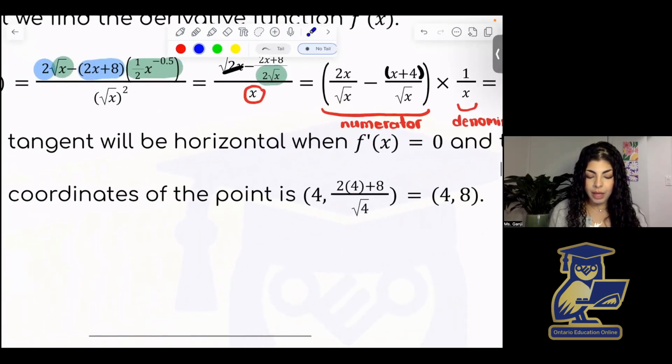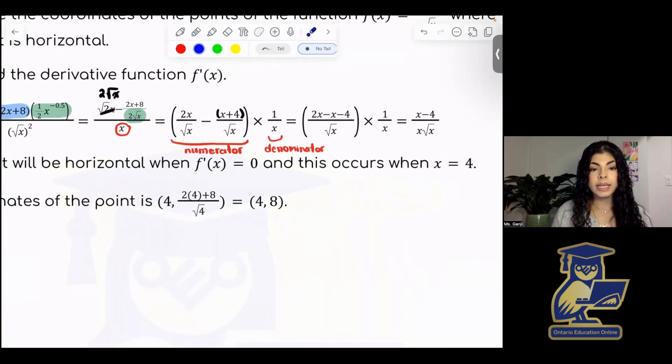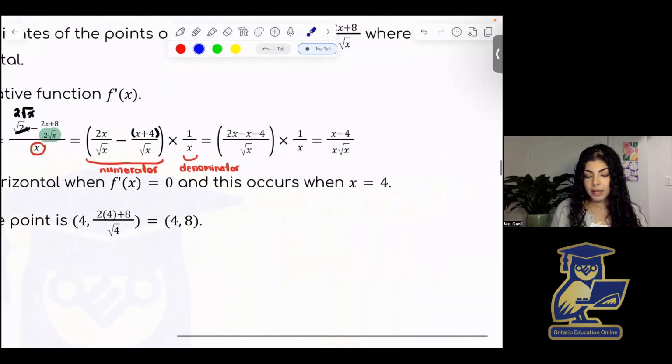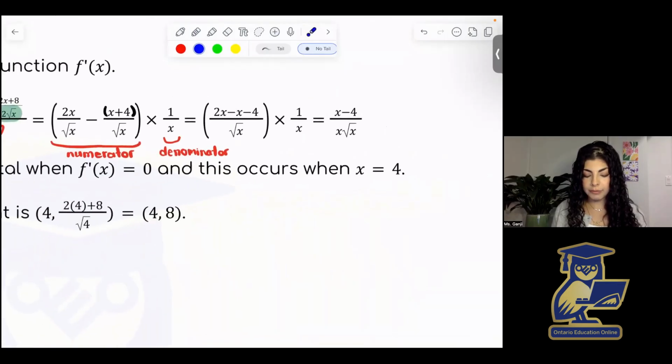And now, the tangent is horizontal when this derivative is equal to 0. We can see that since this is a rational expression, this will only equal 0 when our numerator is equal to 0. So when x is 4, then x minus 4 is 0. We also have to check the denominator here, so we'll have 4 times 2, which is 8. So it'll work. It's defined.